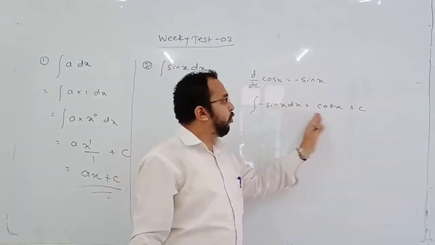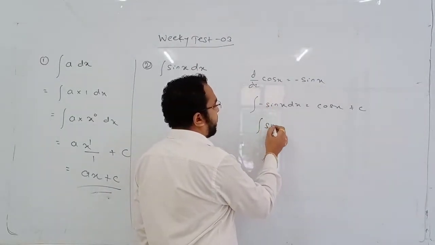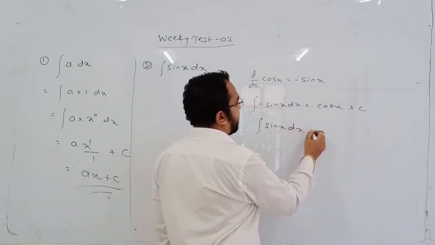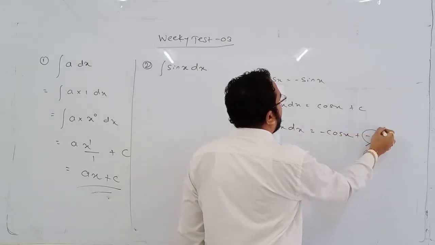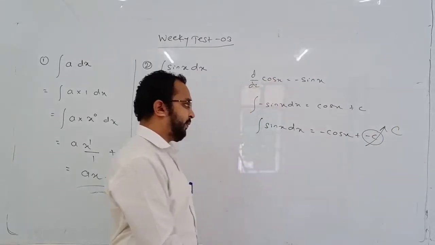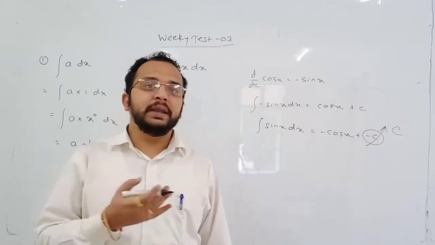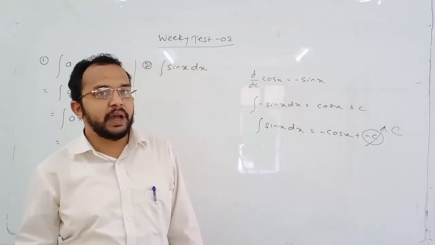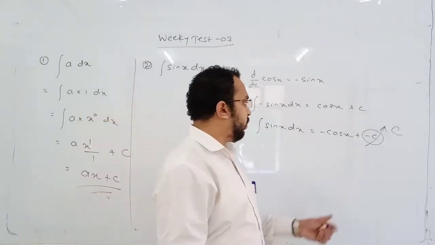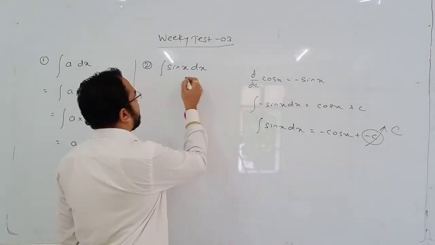I will multiply both sides by minus 1. So it will be plus 1, sin x dx is equal to minus cos x plus minus c. It will become a new constant, that is c. Suppose the constant is 5. If you multiply that 5 by minus 1, it will be minus 5. 5 is also a constant, minus 5 is also a constant. So don't worry about this, it will be a new constant. So the answer will be minus cos x plus c.